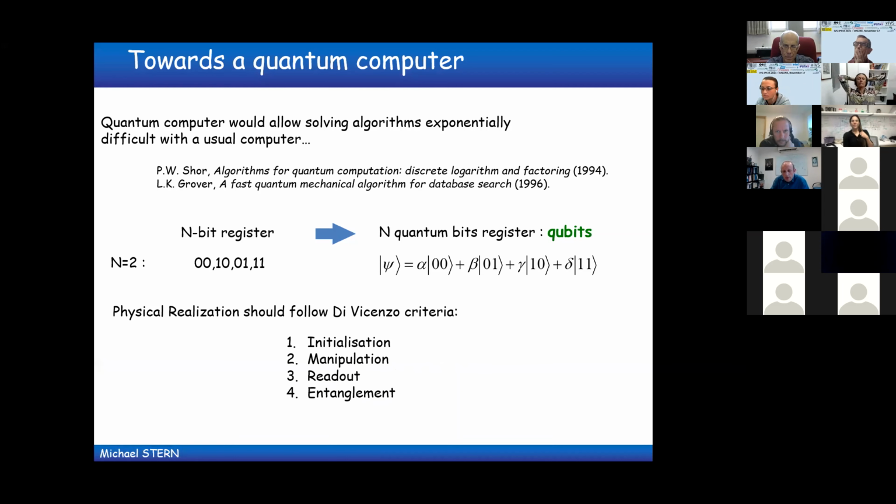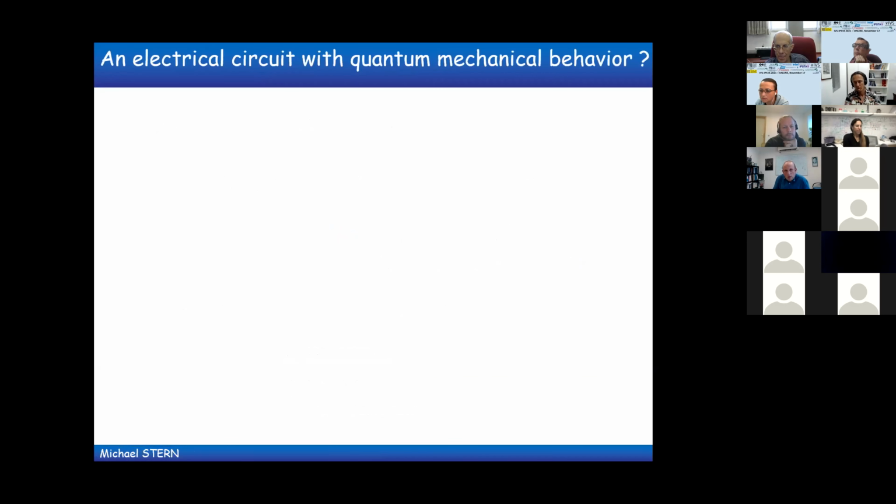You need to be able to entangle 2 qubits in order to make these 2-qubit gates, these CNOT gates. And all of this needs to be done in a time which is short enough in front of the decoherence time of the qubit. So the relation between the decoherence and the time for entanglement defines the fidelity, for example, of a gate. What we are working with as a basis is a superconducting circuit.